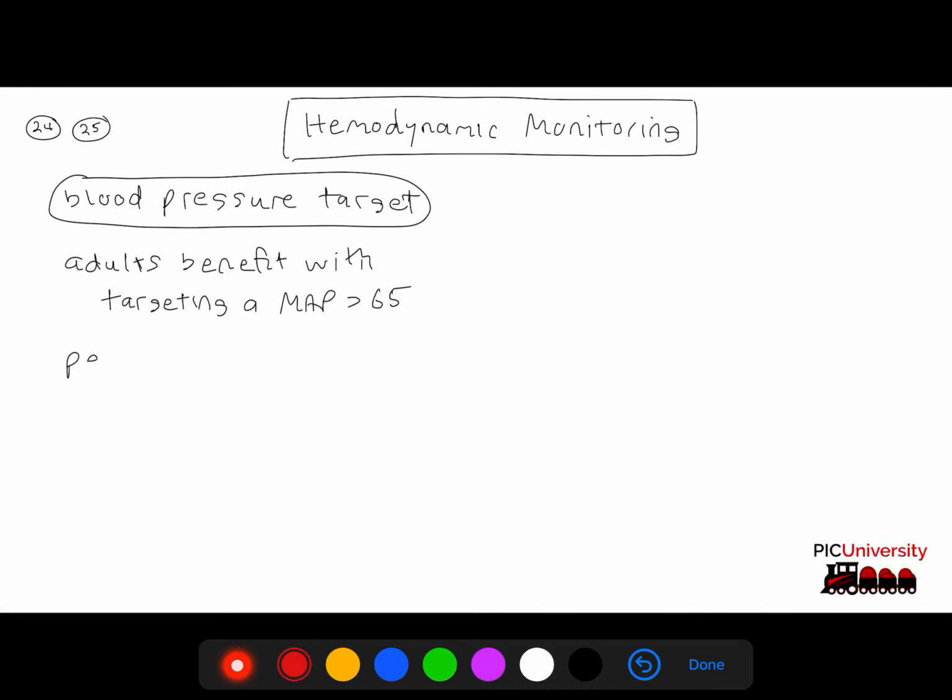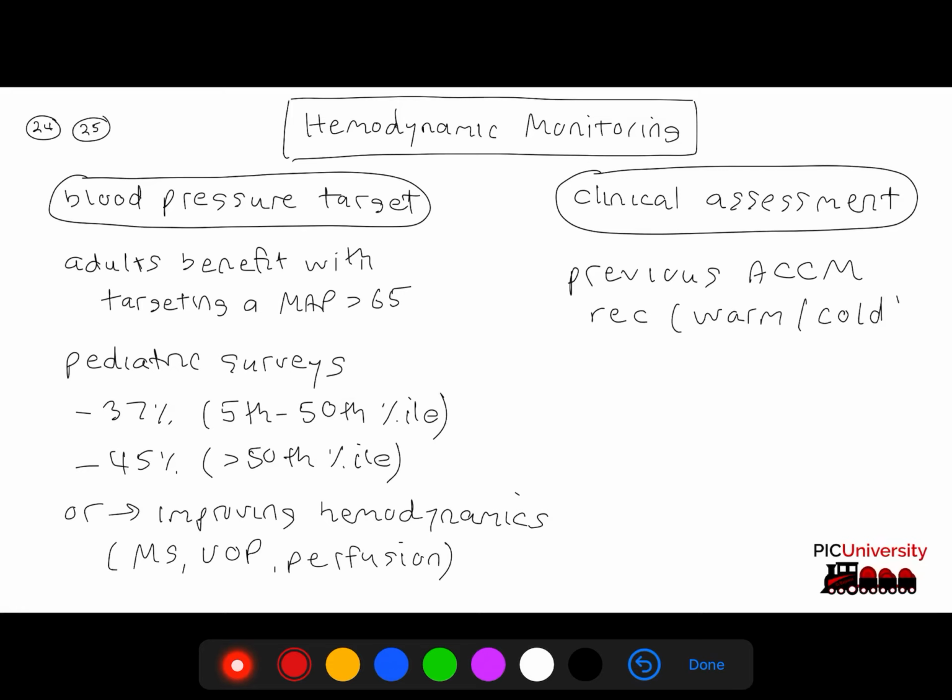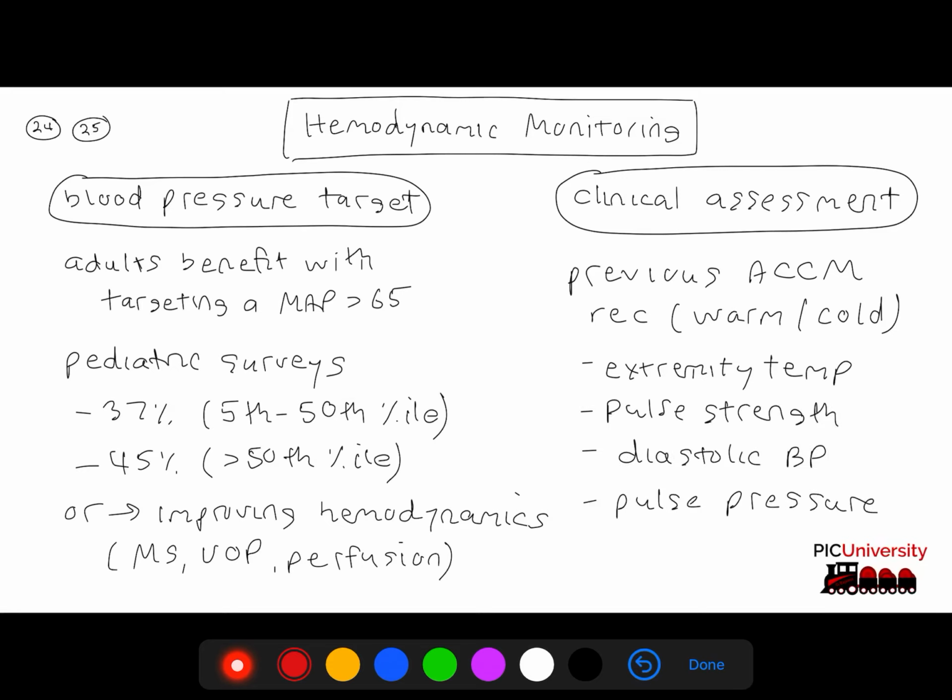Now, in terms of how you're monitoring this patient and how they're doing in their resuscitation, the recommendations are based upon adult studies where they found that adults had a benefit in mortality when clinicians targeted a mean arterial blood pressure greater than 65 millimeters of mercury. Now, we do not have direct randomized control trials or other robust data to compare this in pediatric studies.